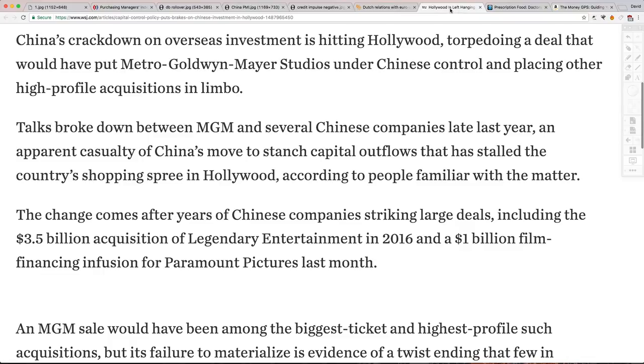China's crackdown on overseas investment is hitting Hollywood, torpedoing a deal that would have put MGM Studios under Chinese control and placing other high-profile acquisitions in limbo. So apparently that has been taken down. This is all part of capital controls. They don't want the capital outflows to take place at such a high degree. At least that's the excuse on the upper level.